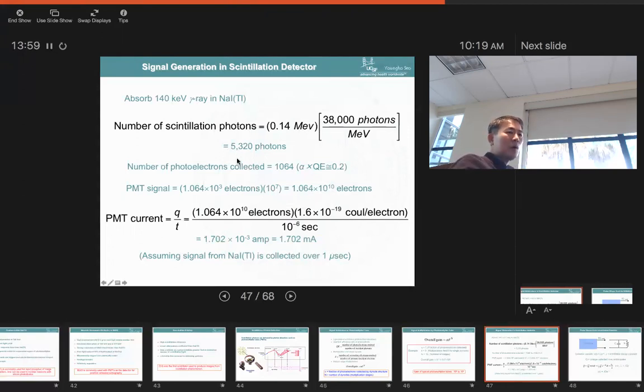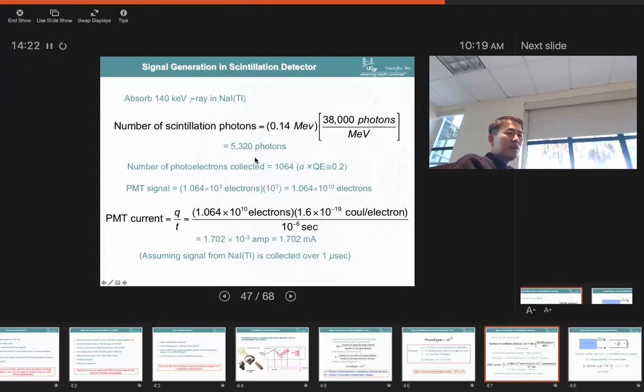Let's say that all of these photons go to the photocathode. This is not a really great assumption, and not really true. As I said, scintillation photons have more of an isotropic distribution, and there's a PMT on only one side. It's not actually ideal. But let's assume that all of these photons go to the photocathode.